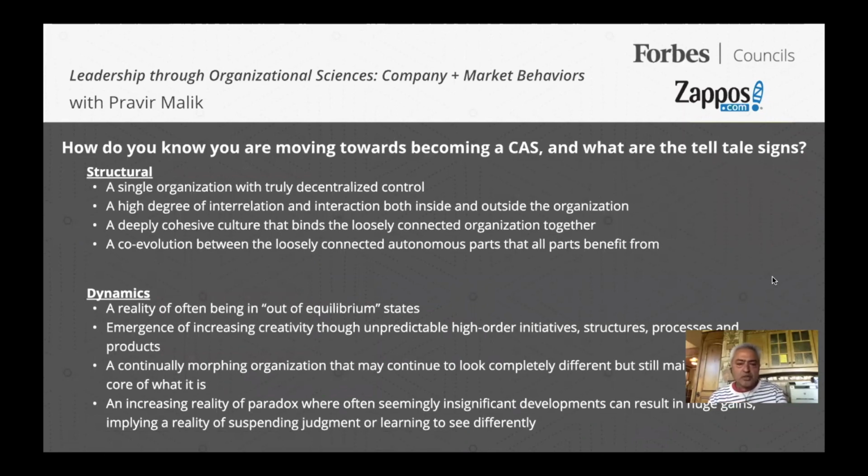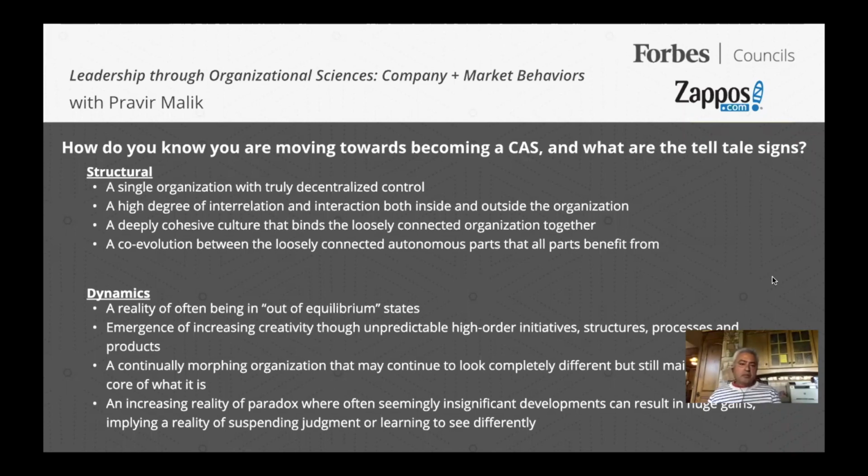So structurally. Sorry, really quickly, Pravir. So what you're saying is, as far as complex adaptive systems go, they're looking for their business to become sustainable and to have the structural and dynamic characteristics, right? Yes, correct. Yes.